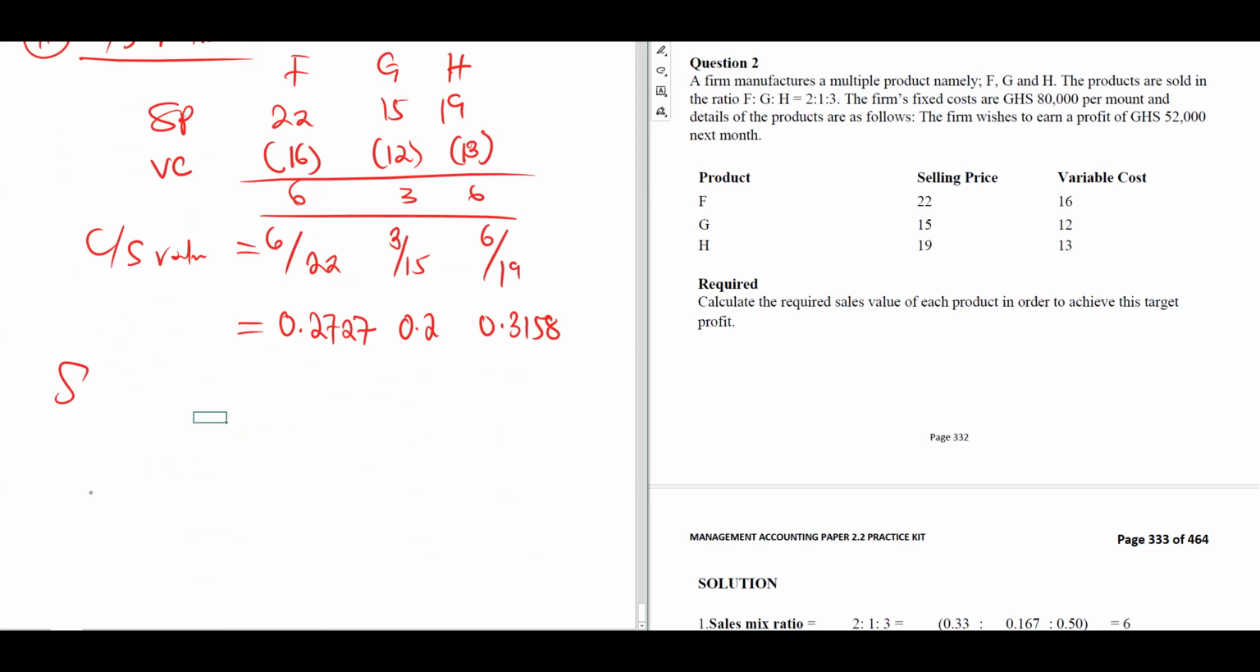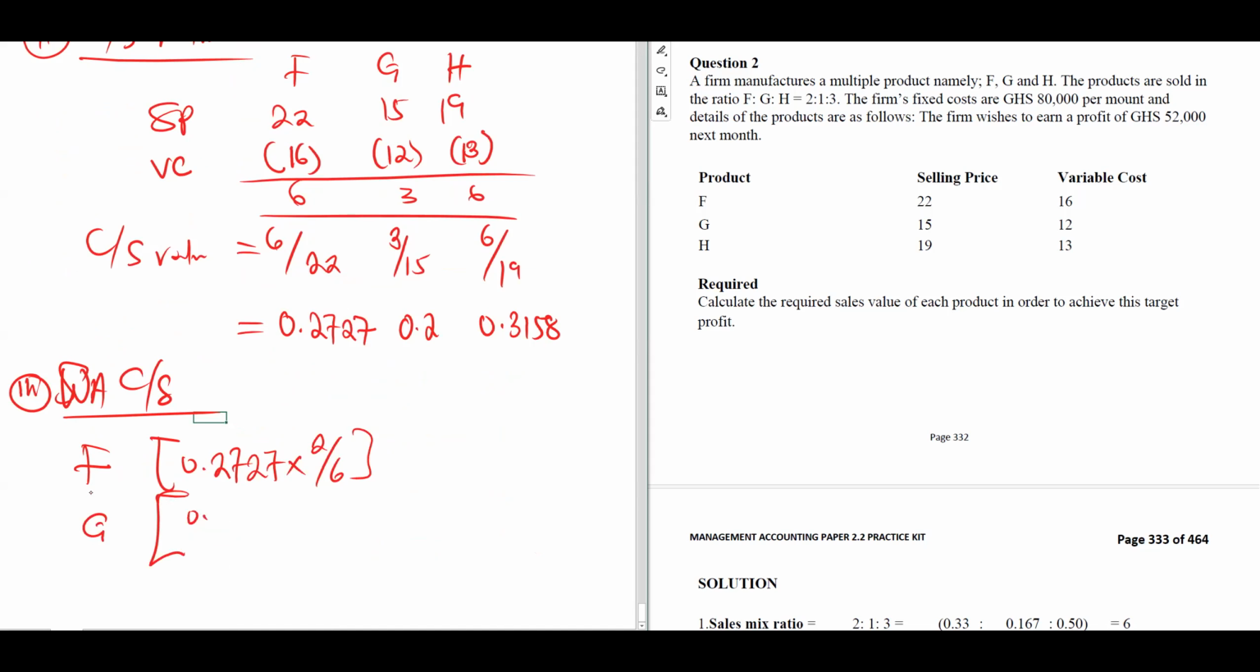So the next thing is to get what? Our weighted average CS ratio, right? And our weighted average CS ratio for F, you know that we have CS of 0.2727 by our 2 out of 6. For J, we have what? 0.2 by our 1 out of 6. And then for H, I have what? 0.3158 by our 3 out of 6. No, so we have already weighted the CS ratio.